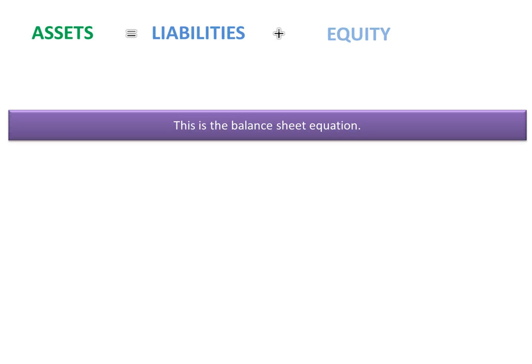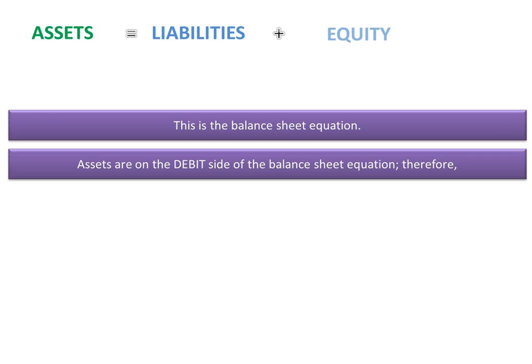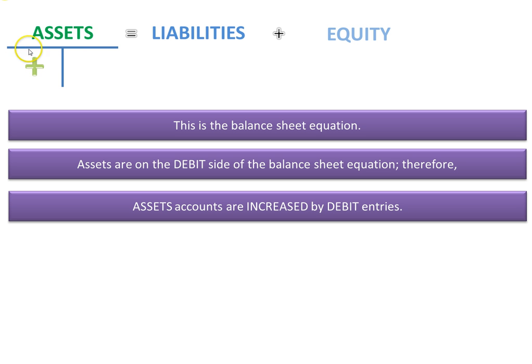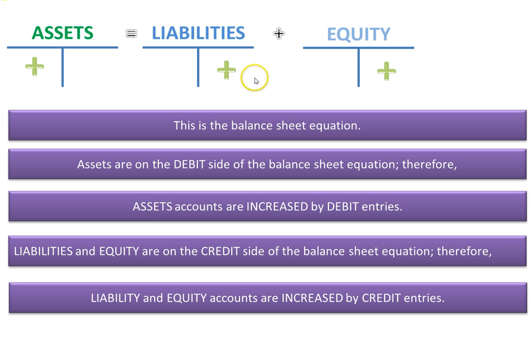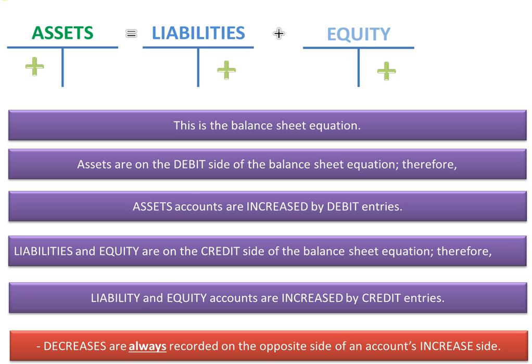This is the balance sheet equation. Assets are on the debit side of the balance sheet equation. Therefore, asset accounts are increased by debit entries. Liabilities and equity are on the right side, the credit side of the balance sheet equation. Therefore, liability and equity accounts are increased by credit entries. Decreases are always recorded on the opposite side of an account's increase side.